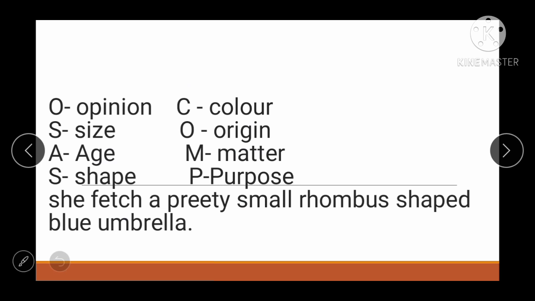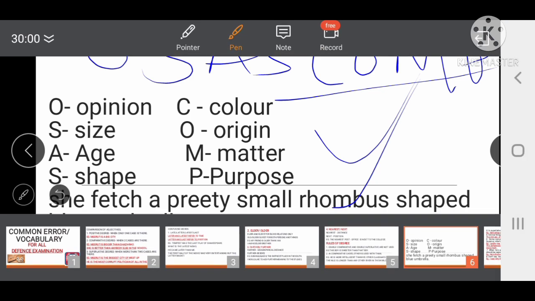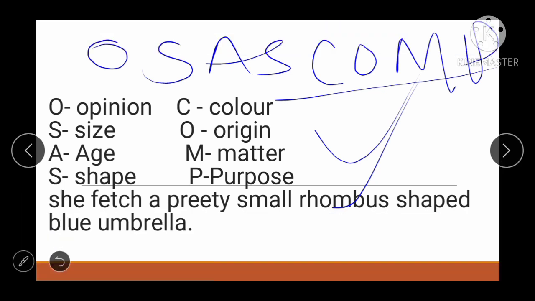All right, so this is very important. It is called the OSASCOMP rule. See friend, in adjectives it really matters how we are using all the words, right. Whenever you have to form one sentence, how will you arrange all the words? First one is O, opinion. Opinion means whether the thing is beautiful, pretty, ugly, charming, cheerful. So it comes under opinion. You will start every sentence with the opinion. These all are adjectives.